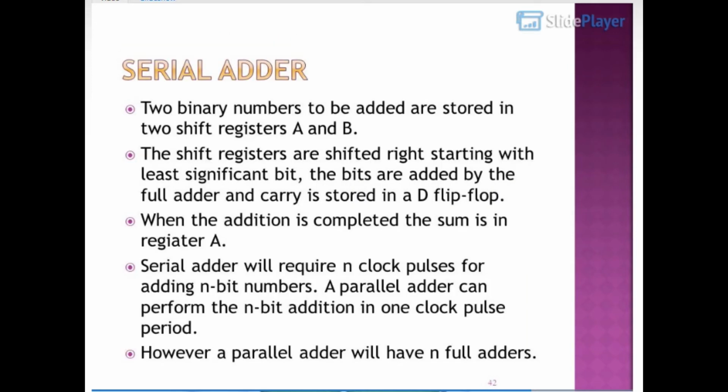Serial adder. Two binary numbers to be added are stored in two shift registers A and B. The shift registers are shifted right starting with the least significant bit. The bits are added by the full adder and carry is stored in a D flip-flop. When the addition is completed, the sum is in the register. A serial adder will require n clock pulses for adding n-bit numbers. A parallel adder can perform the n-bit addition in one clock pulse period. However, a parallel adder will have n full adders.